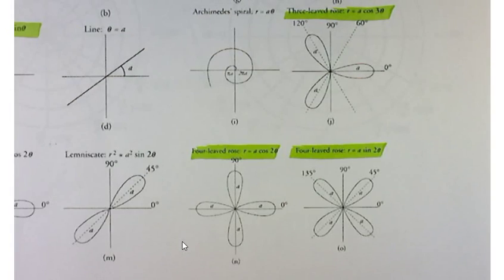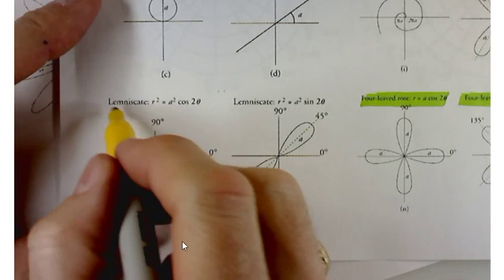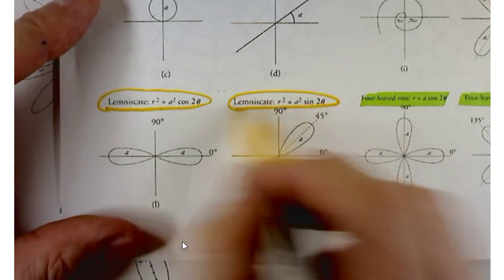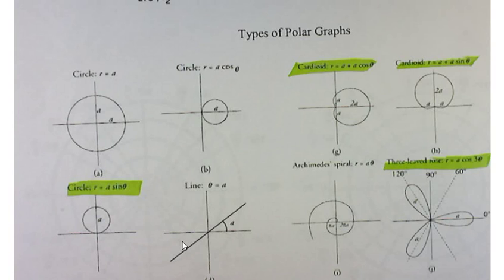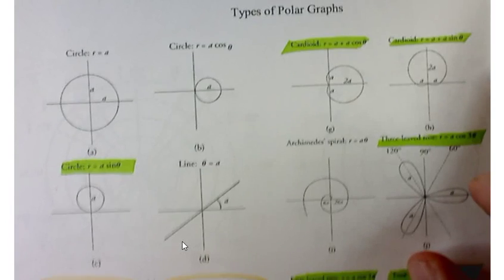There's a limaçon and a lemniscate. I'm not going to work with these for you guys, although they are kind of cool shapes. The difference about these is that on the left-hand side, you've got an r squared. Now, we're going to leave those alone. But it's pretty cool.